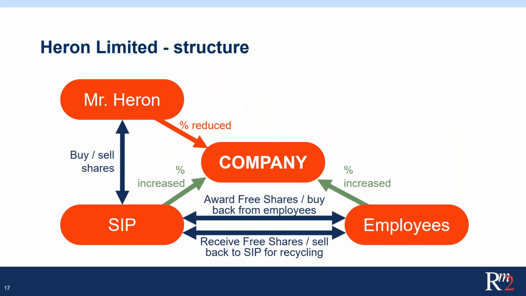So the way it worked is Mr. Heron himself actually sold shares into the SIP, so that his interest in the company was reduced and the SIP's interest was increased. And the employees received free shares, and when leavers left, they would sell free shares back to SIP recycling. So the employees' percentage was increased over time as well.